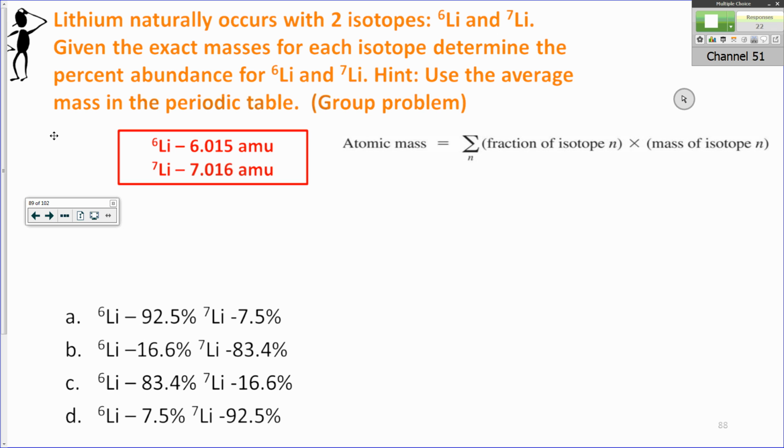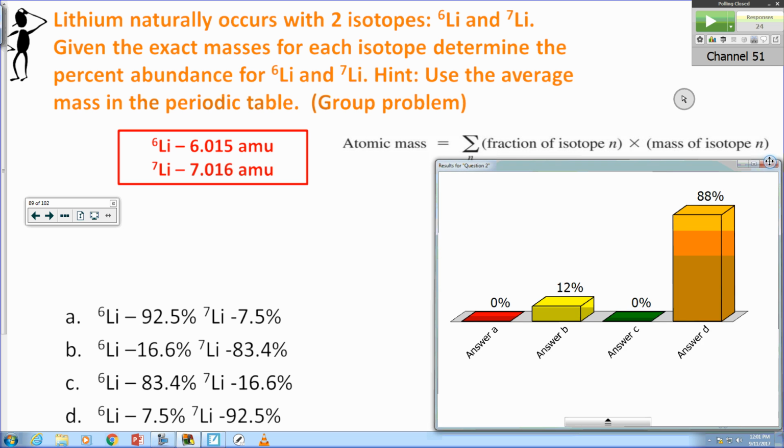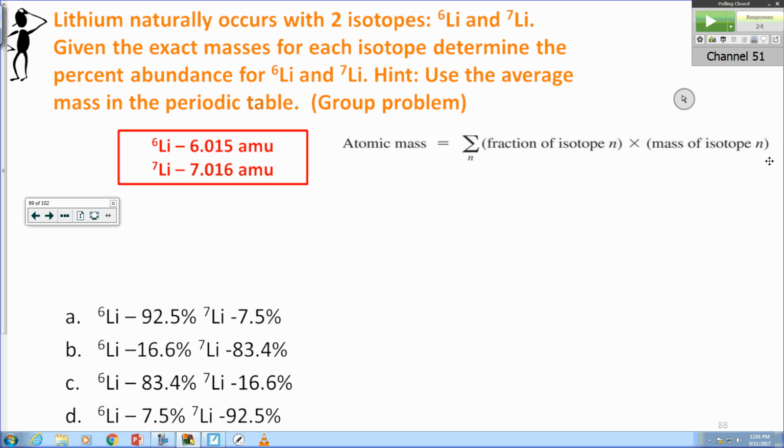Oh no, it says "not an option, please try." I put D. Okay, well, let's see how we varied here. All right, everybody thinks it's D. We're going to find out. I hope it's D. So that was the big answer.